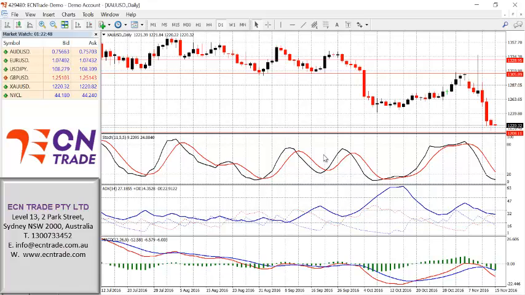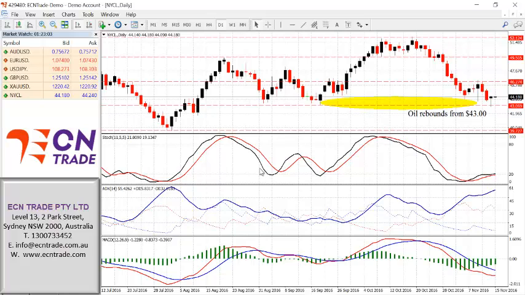I expect to see pressure towards a 12.10.12 support and then lower towards that key level of 1,200. On the top side, resistance now comes in minor at 12.24 and firmer at 12.28.36.